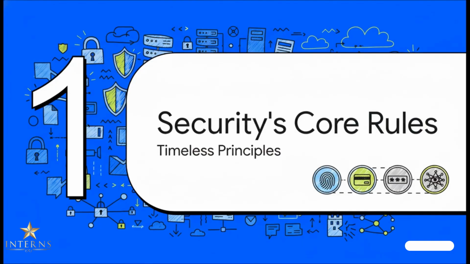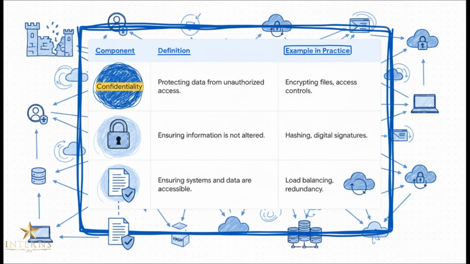Okay, so before we jump into the shiny new rules of zero trust, we have to master the timeless foundation of security. These are the unchanging principles that basically govern the entire field. It's called the CIA Triad. No, not that CIA. We're talking confidentiality, integrity, and availability.